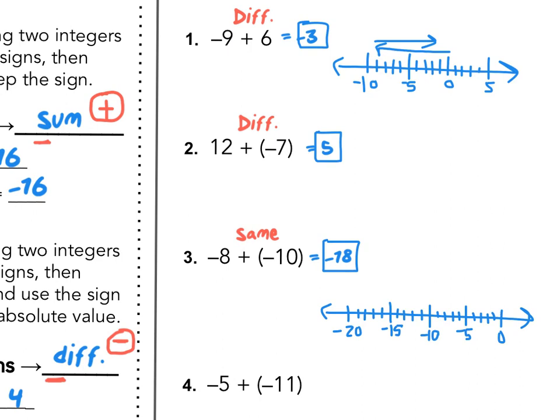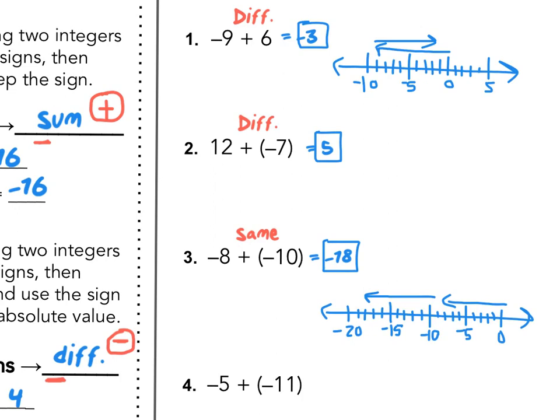Now, if you think of it on the number line, if you start at 0 and you go to negative 8, you're going 8 spaces to the left. And then if you add another negative 10, you still keep going in the same direction. So you're just getting further and further negative. So if you're adding 2 negatives, it becomes smaller and smaller to the negative side.